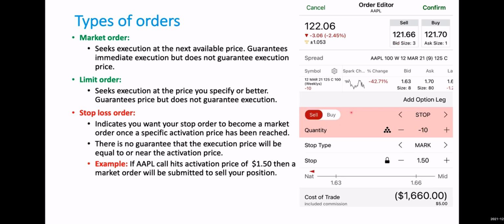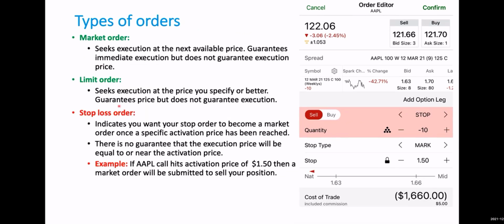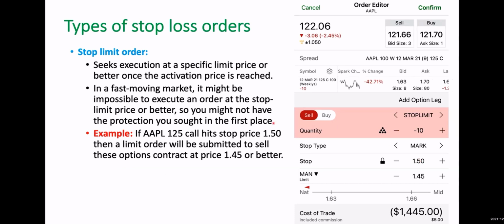So that's a stop order. And the next is the stop limit order. So the first one I told you, the stop order, will execute at market. So when the stop gets hit, a market order will be submitted. In this example here, with stop limit, I get to specify the limit price. So basically what I'm saying here is that when Apple's option premium drops to 150, I want to submit a limit order to sell this option contract at 145 or better.